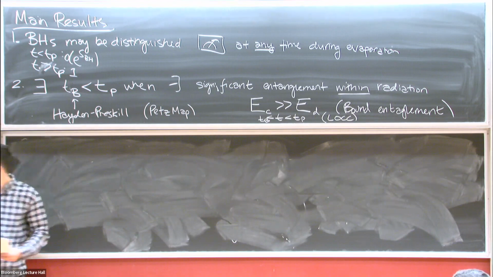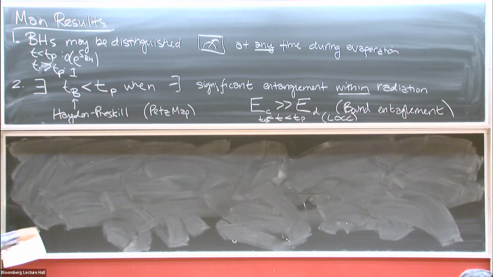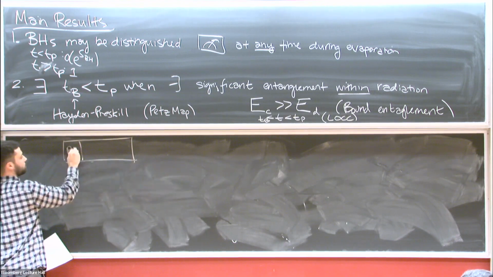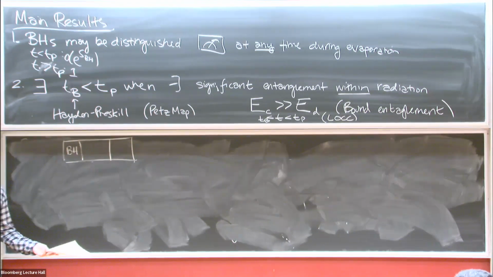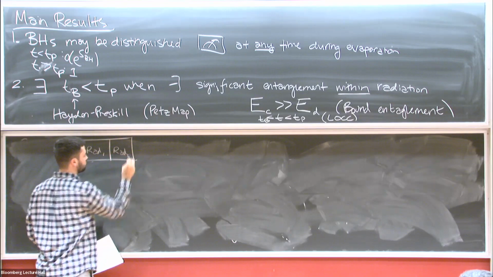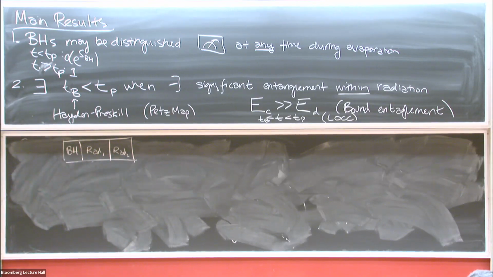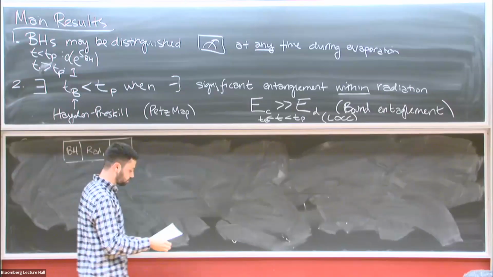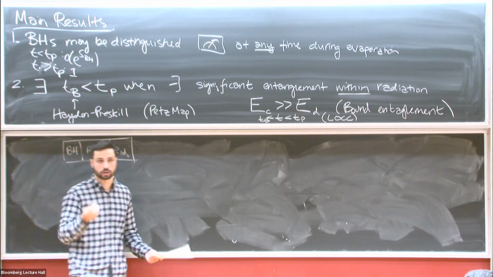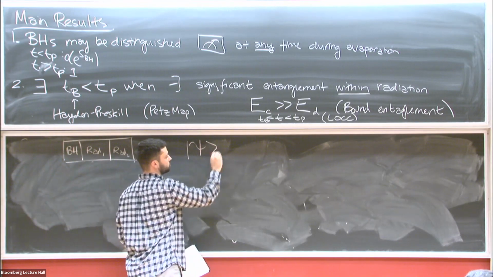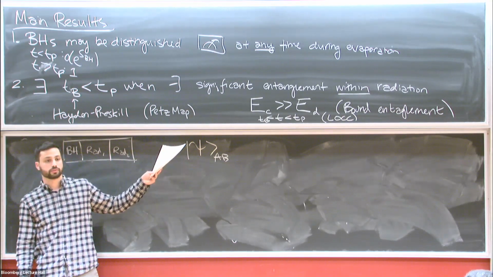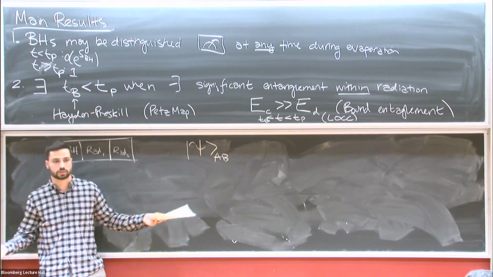Okay, so now let me talk about entanglement within the radiation. I'll just draw this again. We have the black hole, and we now split the radiation into 2 pieces. So I mentioned this before, but entanglement entropy is really just a good measure of entanglement when you have a global pure state. So if I have some global pure state A, B, then the entanglement entropy of A equals that of B, and that actually measures the entanglement.